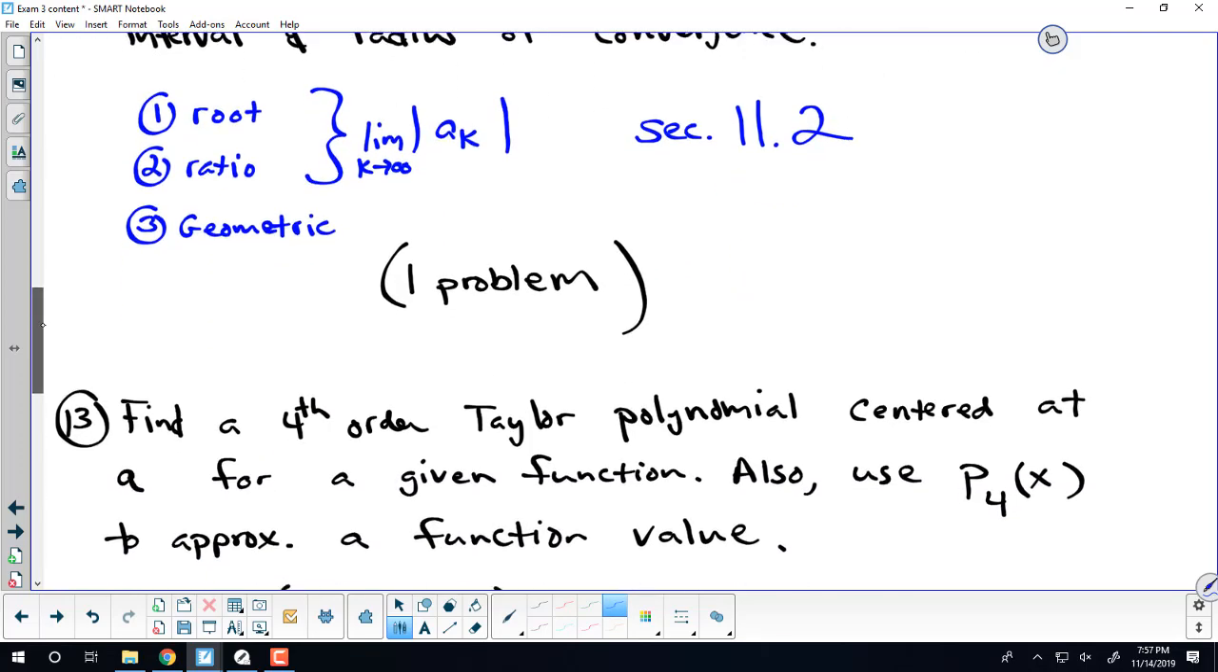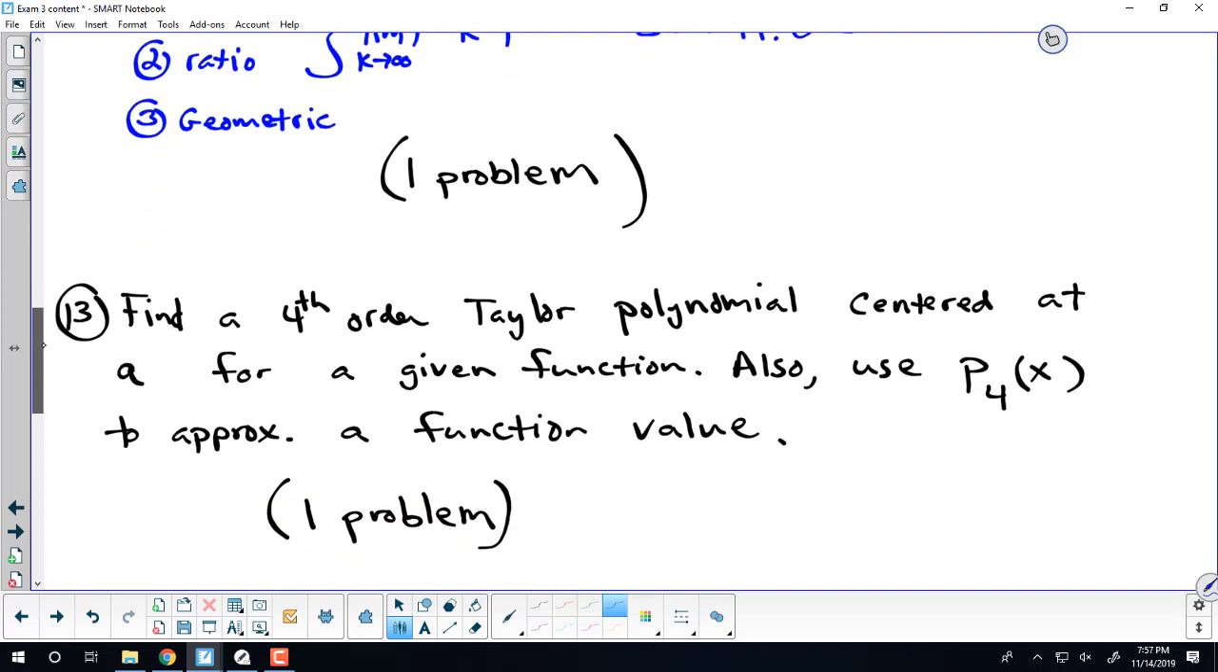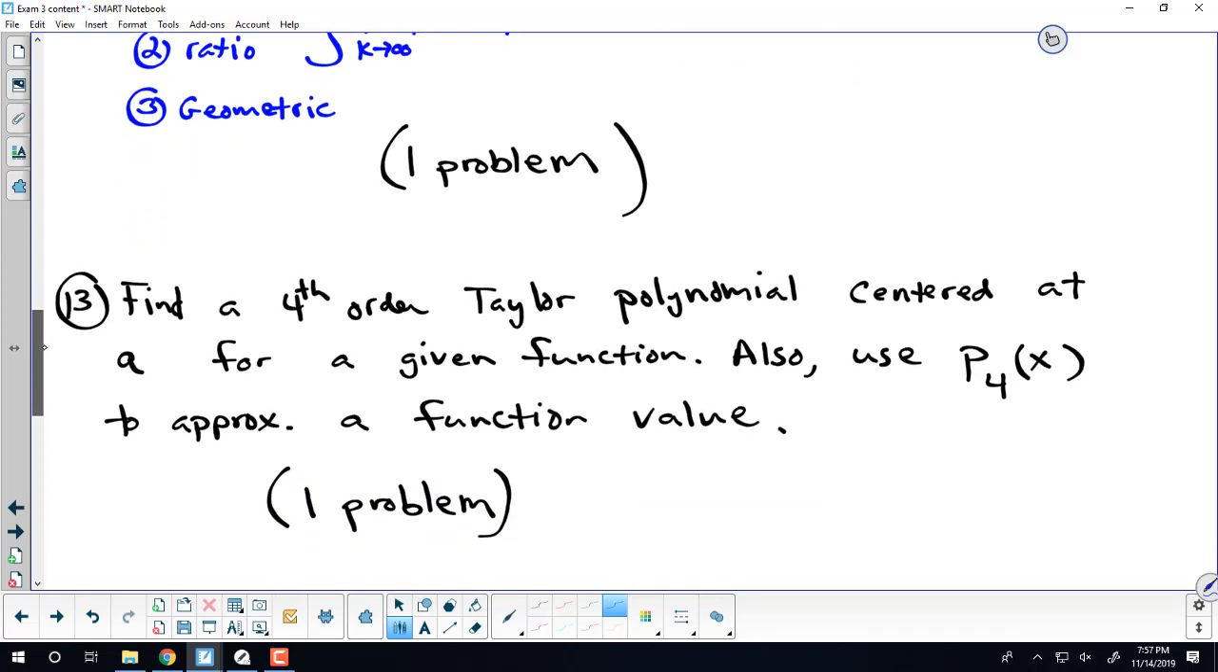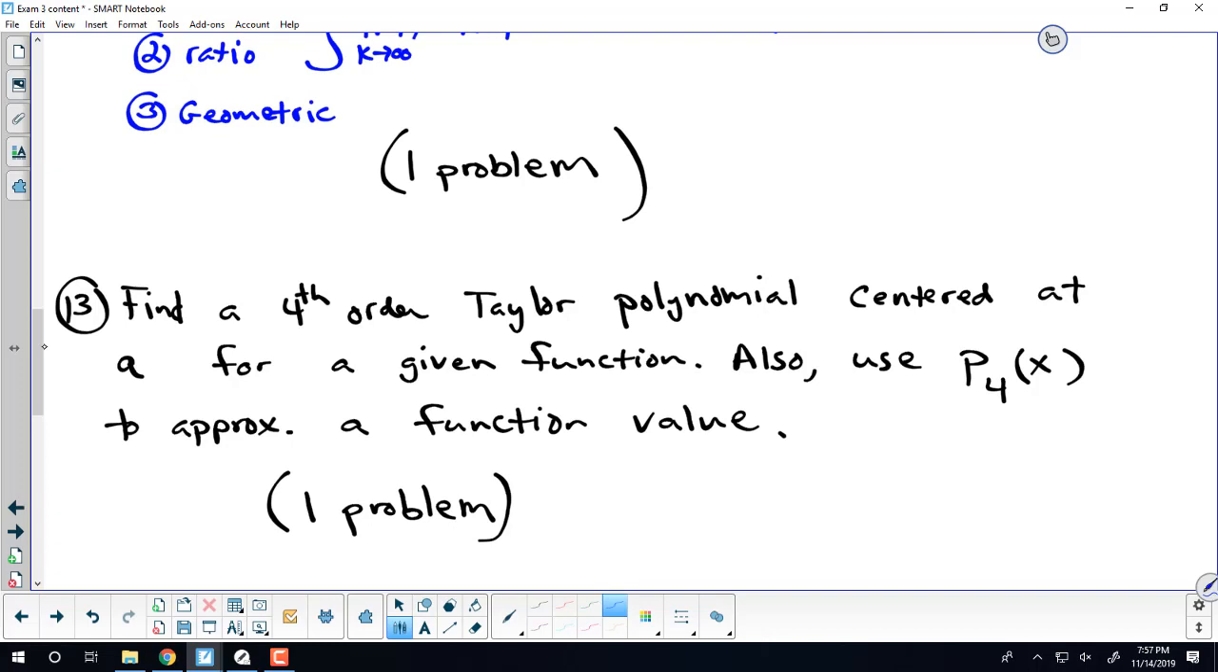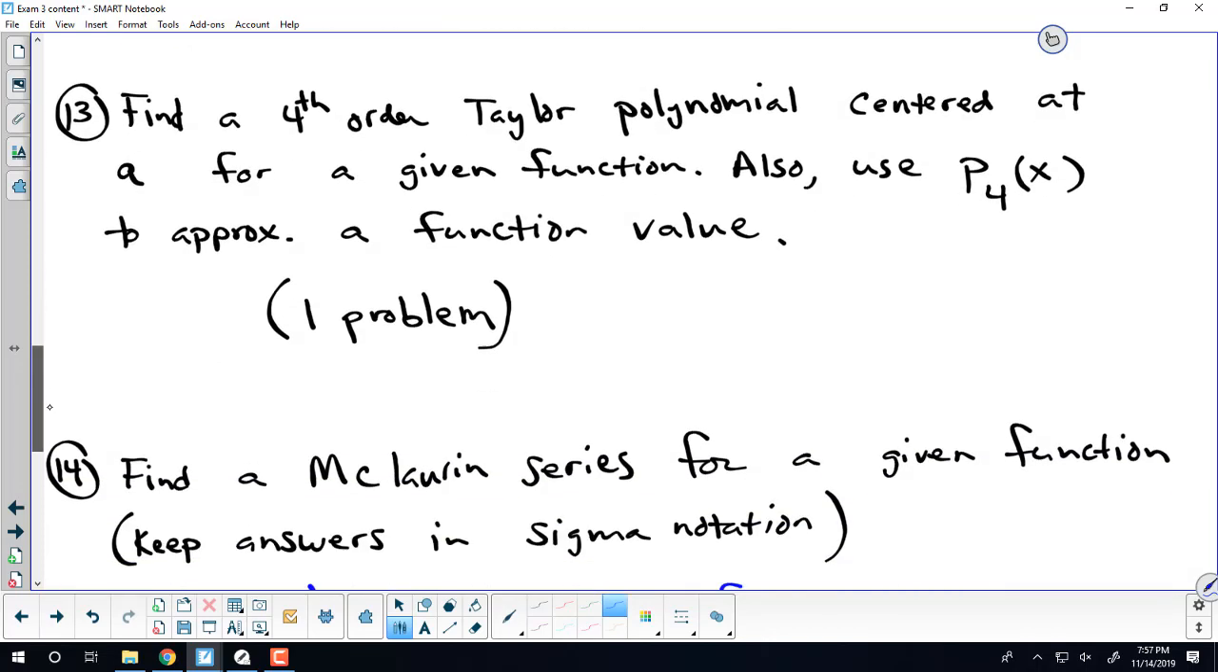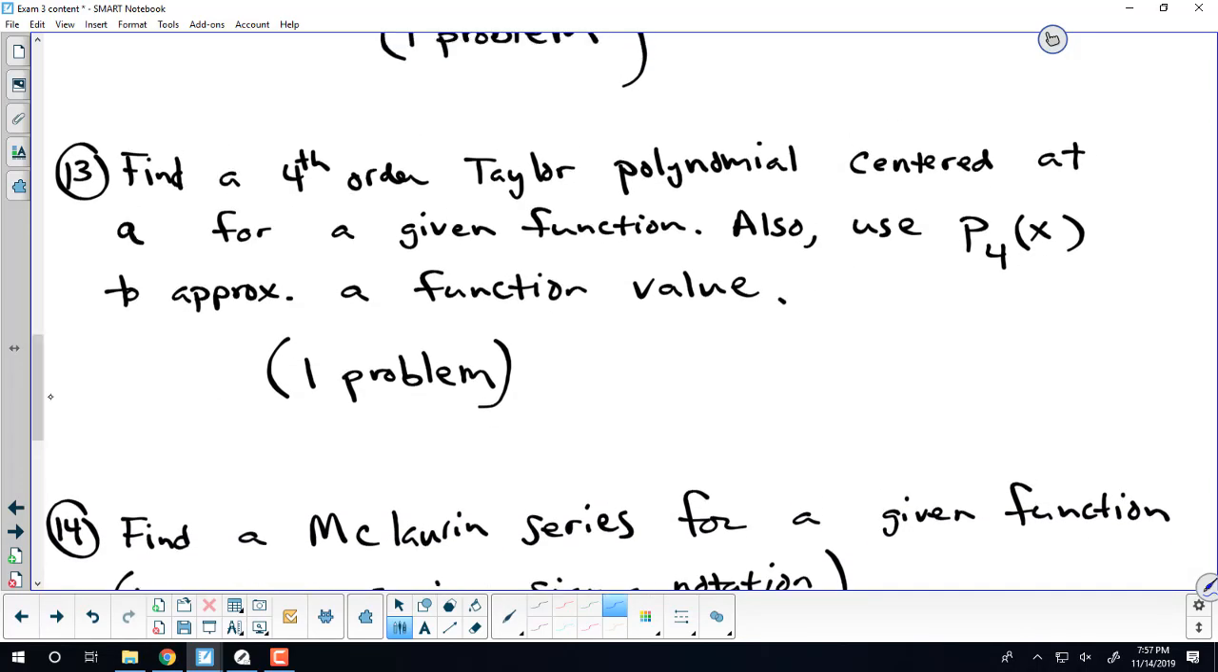One of those problems: find a fourth order Taylor polynomial centered at some value a for whatever function's given to you, and then use that approximation to approximate the function at a particular value of x. And that was 11.1.